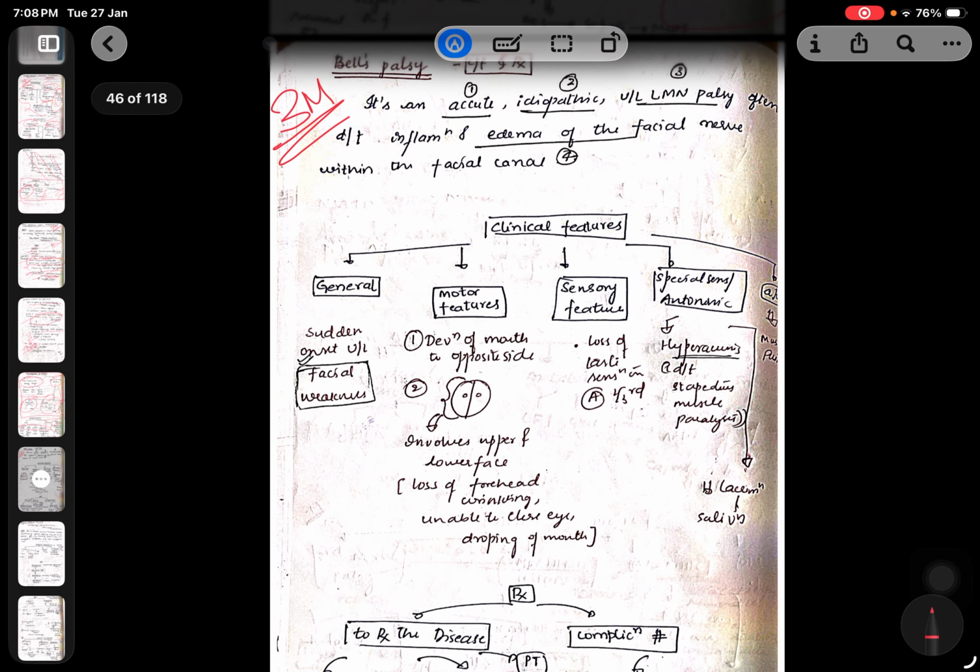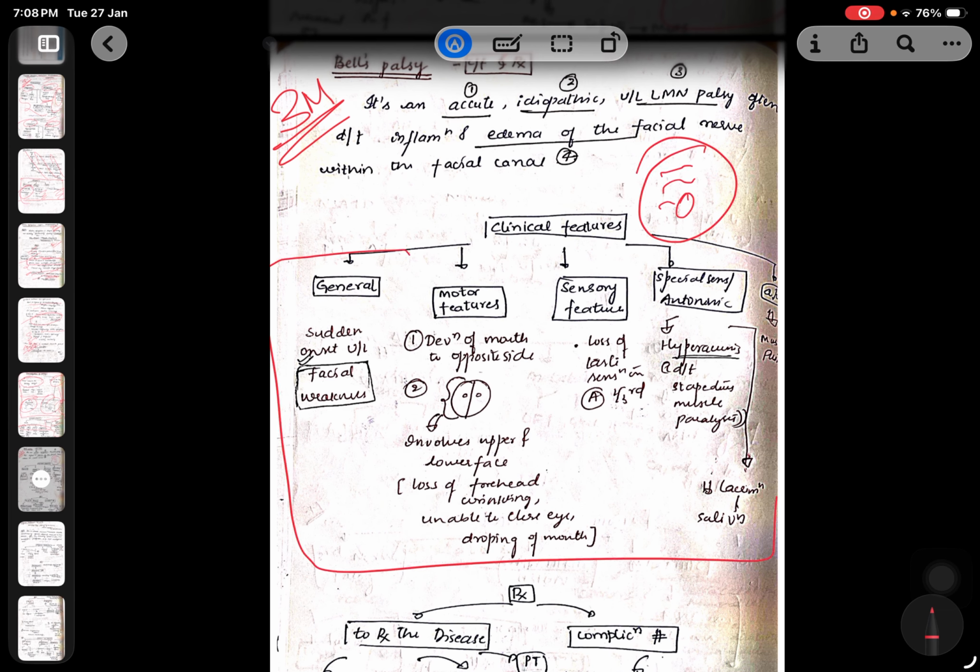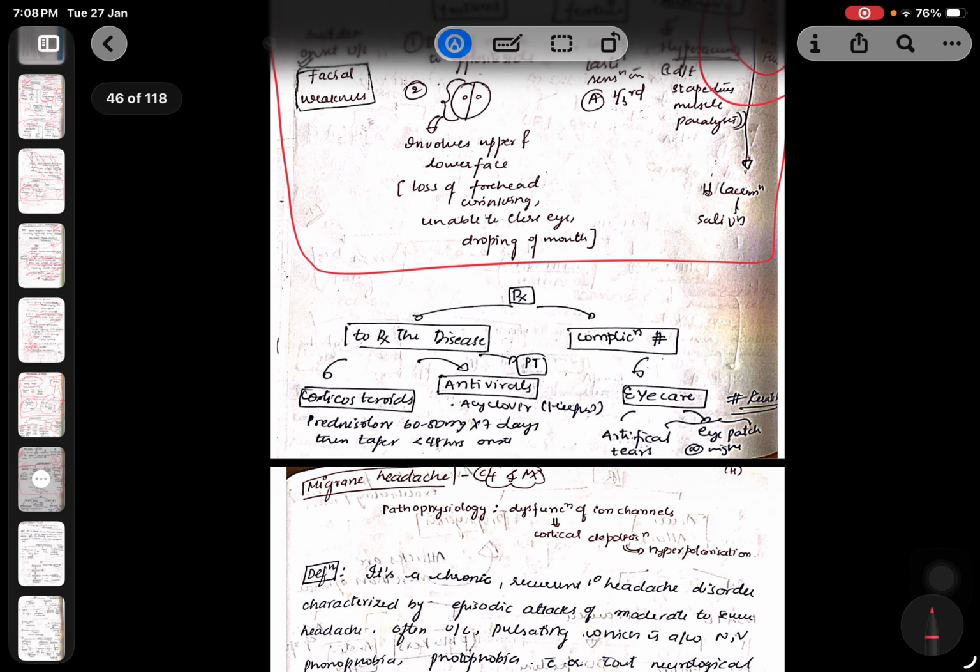While writing clinical features, make sure you draw the diagram. You draw the diagram and show all the clinical features which are present. And also while writing clinical features, make sure you write like this, as I told: write it generally, then motor features, sensory features, autonomic features, and any associated things. Then again, treatment: you have to treat the disease, prevent the progression and prevent the complications majorly. That is, you give artificial tears and eye patches.